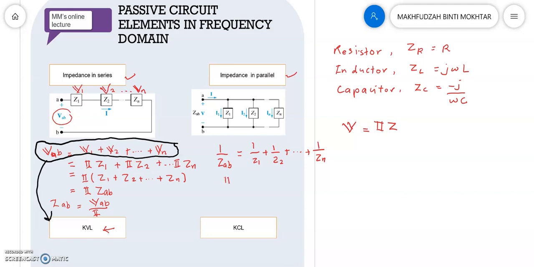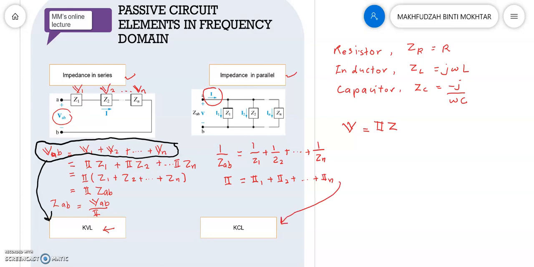Now for the current, if we look at this current I, which is the current source that comes from the voltage AB here, it's similar to the Kirchhoff current law, where we can say that the current that comes from the source, which is I, is the same as I1 plus I2 plus until In. So this is related to the Kirchhoff current law.